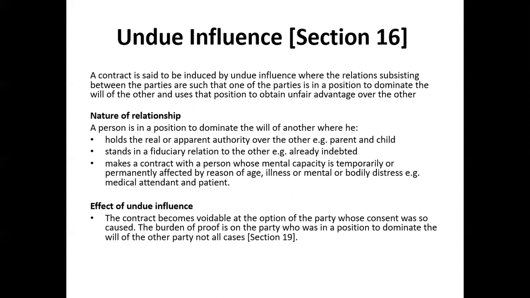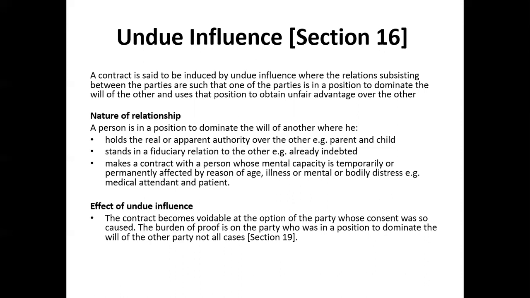The third one is that the person makes a contract with a person whose mental capacity is temporarily or permanently affected by reason of age, illness, or mental or bodily distress. Example, medical attendant and patient. So the third one is that inappropriate use of the mental capacity has been made in order to get that person into the contract. Maybe he is not a rational person or not of sound mind, but it has been misused because the other person knew it, like a doctor. The doctor knows the patient very well. So these three are the points which exist as the nature of the relationship under undue influence under Section 16.